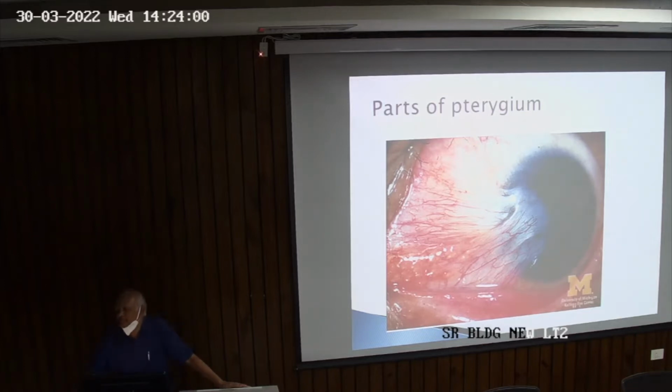One more thing: whenever we see this complaint, the patient may have blurring of vision even if this is not covering the pupillary area. Suppose this is only up to the limbus, or up to the pupillary margin, the pupil is clear and not coming into the pupillary area. Then the patient will also have blurring of vision. Do you know the answer? Anything? Why does this pterygium cause blurring of vision even when it is not covering the pupillary area?